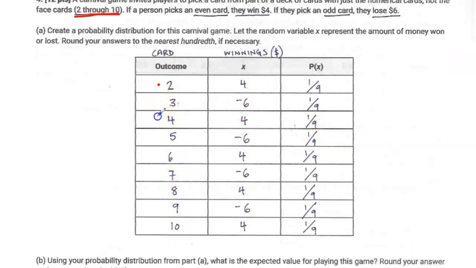There's 1, 2, 3, 4, 5 even numbers, whereas there were only 1, 2, 3, 4 odd numbers. And all these odd numbers, you're losing $6. All these even numbers, you're winning $4. And the probability of picking any of these cards is 1 out of 9. How did I get that? 1, 2, 3, 4, 5, 6, 7, 8, 9. There's 9 cards here. So the probability of picking a 2 is 1 out of 9, etc.